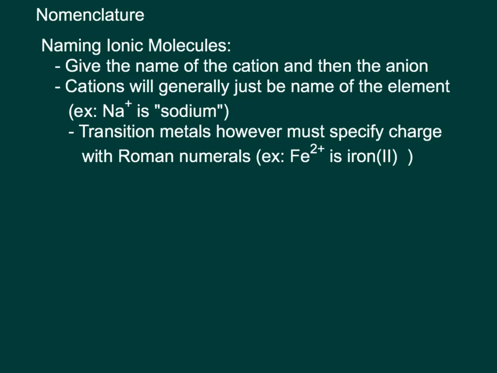Okay, so in this video we're going to talk about nomenclature, specifically naming ionic compounds and naming molecular compounds. The first thing we're going to talk about is naming ionic compounds. So remember, an ionic compound is anything that's a combination of a metal and a nonmetal.